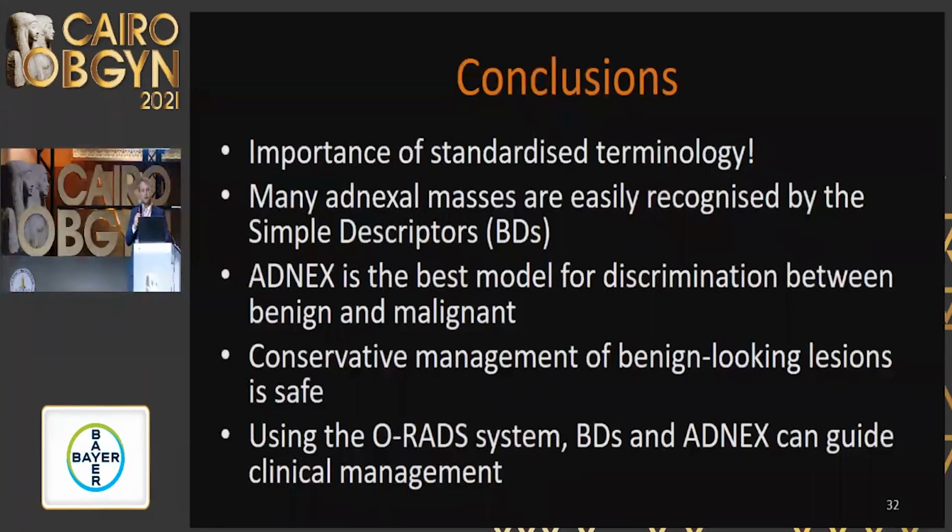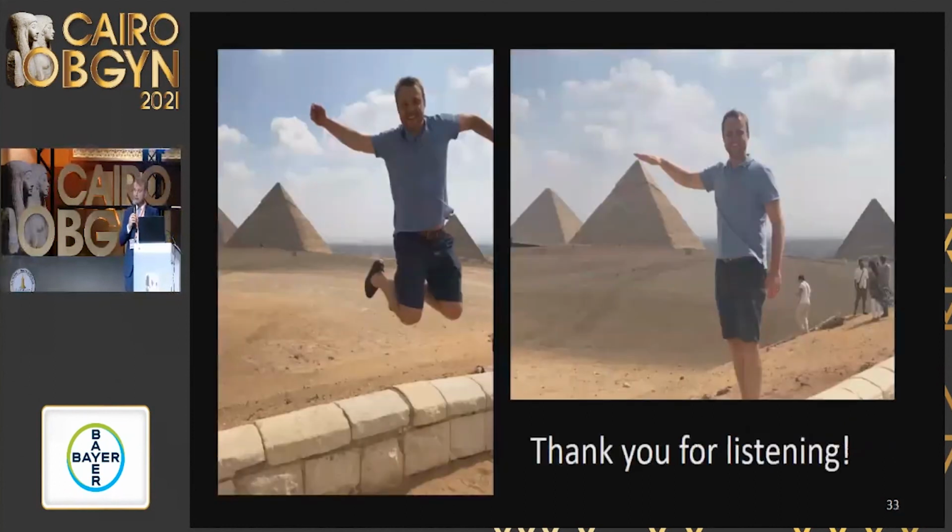So I will conclude. First of all, there's the importance of having standardized terminology when you do an ultrasound assessment. Most, or a big portion, of the tumors can be classified as benign by using the benign simple descriptors. And if not, you can apply the ADNEX model to distinguish between benign and malignant. But you don't need to do surgery on all of your patients. Patients with benign looking tumors can be followed up conservatively. So after 3 months, then after 6 months, and then yearly, unless there would be changes in morphology or size. And then most recently, the O-RADS system can be used with the use of the descriptors and ADNEX to guide your clinical management.